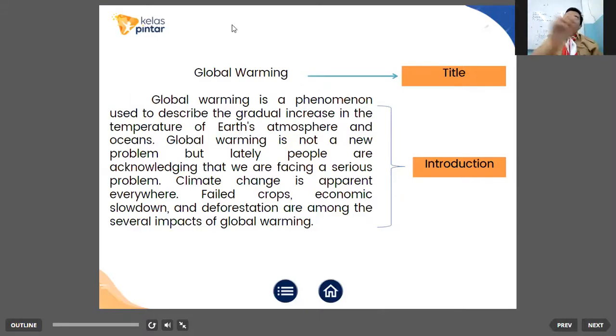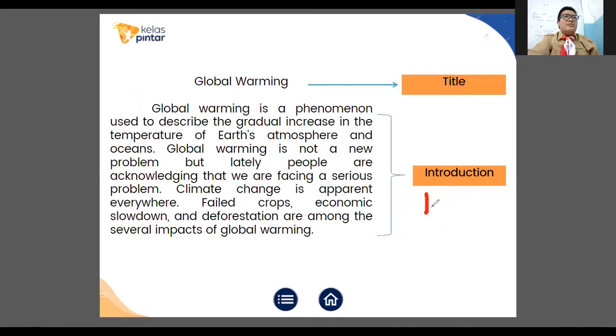Now, I want you to focus on these statements. Ya. Kita fokuskan pikiran kita kepada 3 bagian ini. This is the first one. The first one is the thesis. Ya. The thesis, ya, ini sama dengan thesis ya. Okay. Thesis.